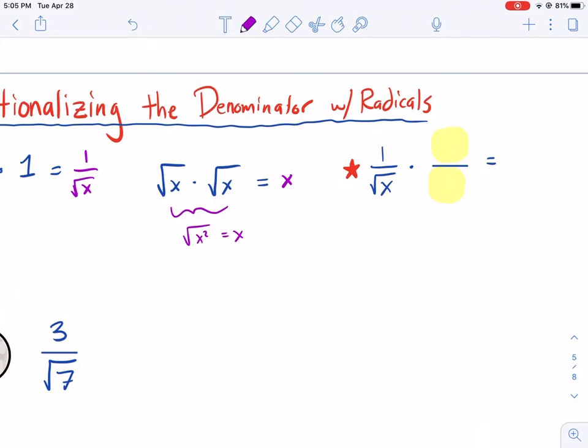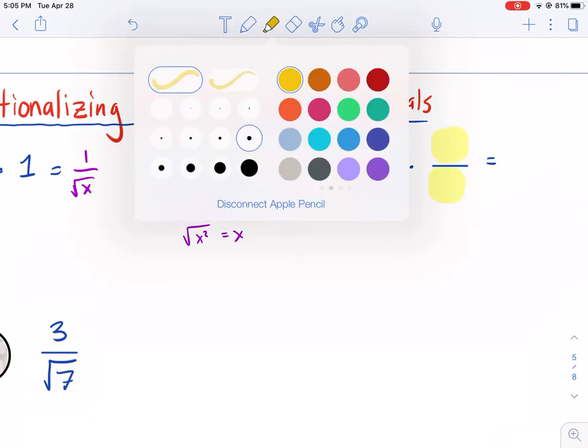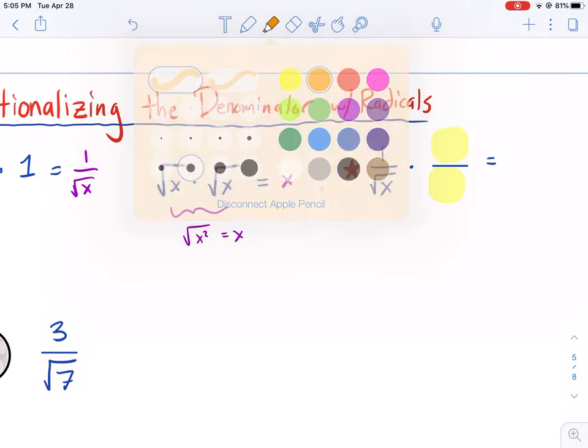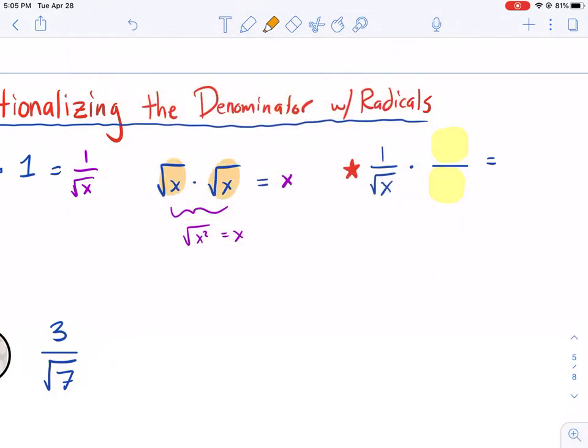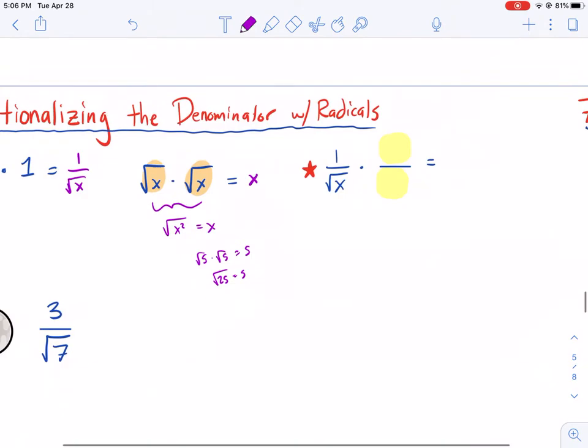So anytime you see two radicals times each other like that, let's get some better colors here. Anytime you see two radicals like that, no matter what's underneath the radical, it's going to come out. So for example, square root of 5 times square root of 5 is equal to 5. How do I know that? Well, because the square root of 25 is also equal to 5. So that principle is going to be important.